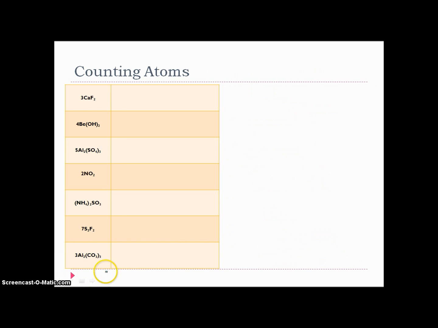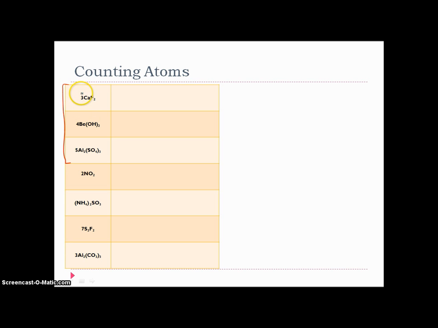Alright, now we're going to check to make sure everybody's counting atoms correctly. Sometimes when we get the subscripts and parentheses and all these different things, I'm going to go ahead and do these 3 for you, and then you can go ahead and pause the video and do these last 4. And this is something Mr. Fitzsimmons and I can check on Monday.